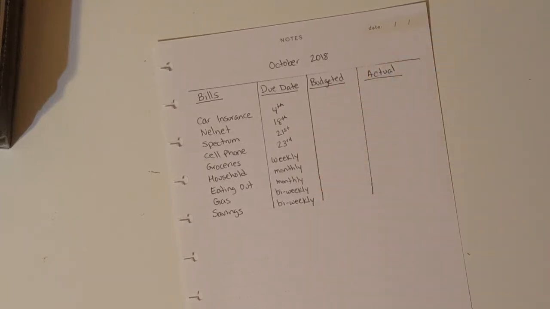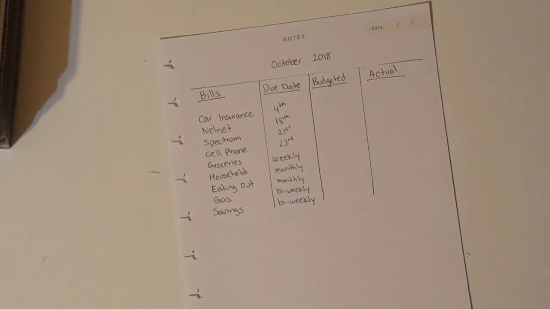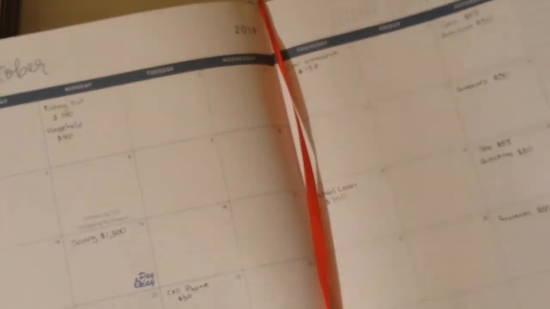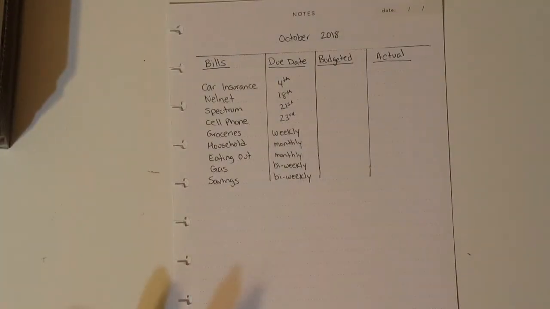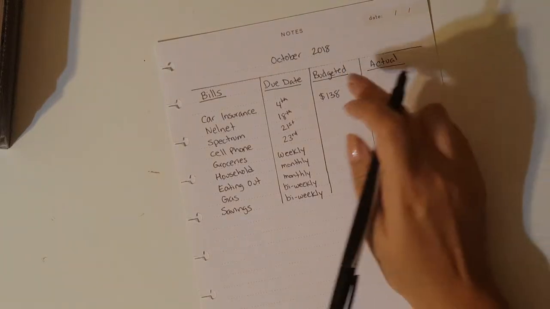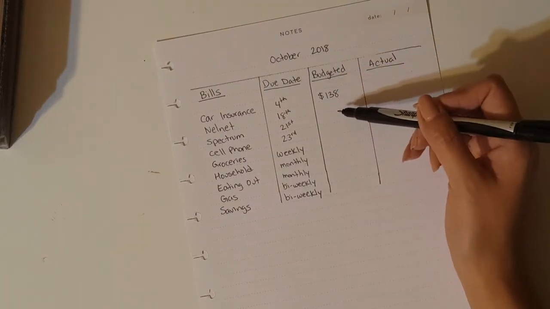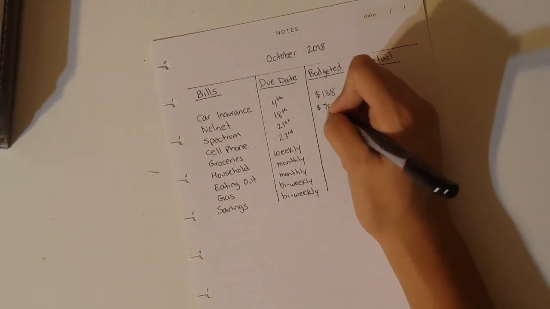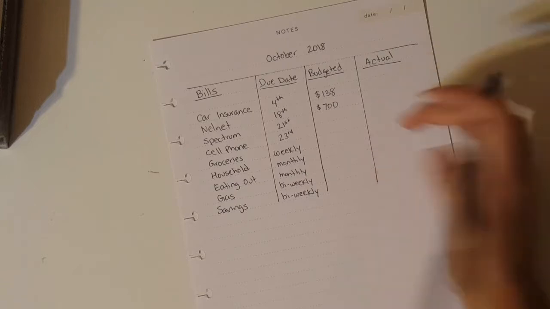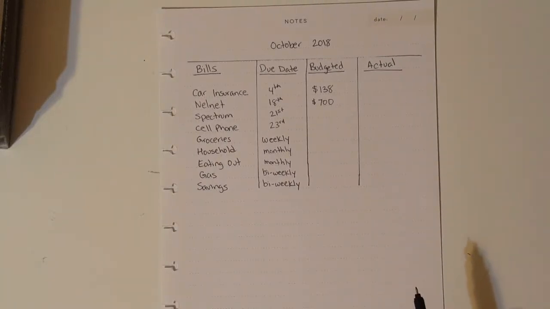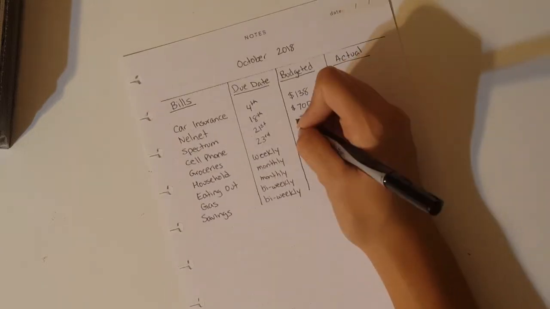Okay, so for car insurance, I'm going to be referring back to this. Car insurance was $138, and that has already been taken care of because it was due on the 4th. So this one was $138. For Neonet, I budgeted $700, which of course can increase depending on how much money I have left over. Spectrum is $132.85.